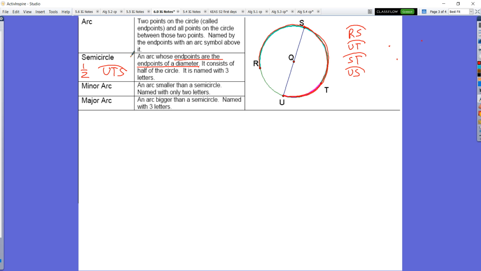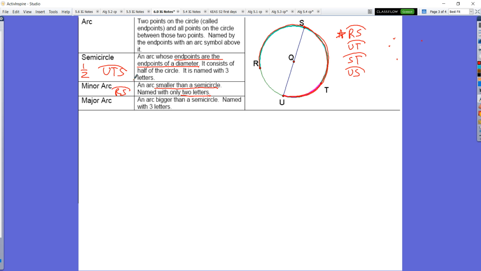All right, so there is our semicircle, halfway around. Then we have ourselves a minor arc, which is going to be smaller than a semicircle. It's named only using 2 letters. So we named one of them right here. We got RS. That's one of our minor arcs that we named.